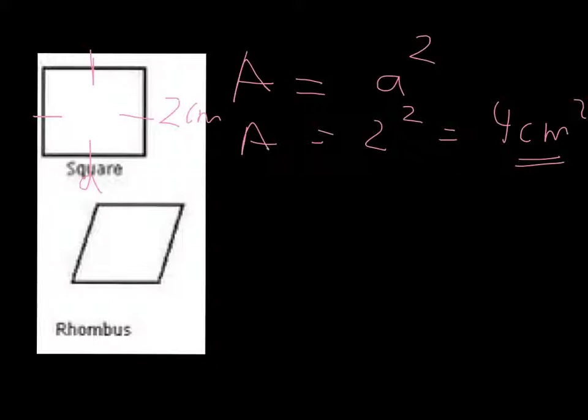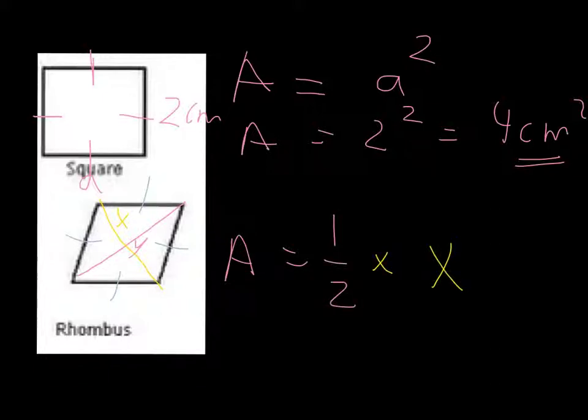Now the rhombus is a bit different. The rhombus also has all sides equal, but we can't use that same formula. What we have to do is actually draw in diagonals. So we draw this diagonal, we might call that Y, and then we draw in another diagonal, we might call that X. And the formula for this would be half times diagonal X times diagonal Y. So for a rhombus, we don't just square one of the sides, we have half times diagonal X times diagonal Y. Right? So it's important to know for a rhombus compared to a square.